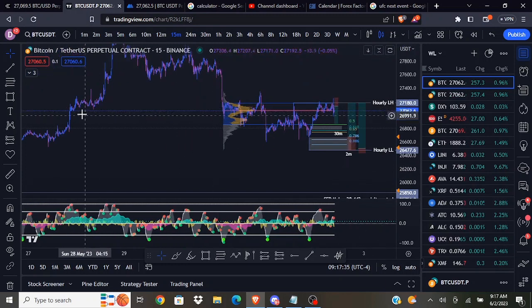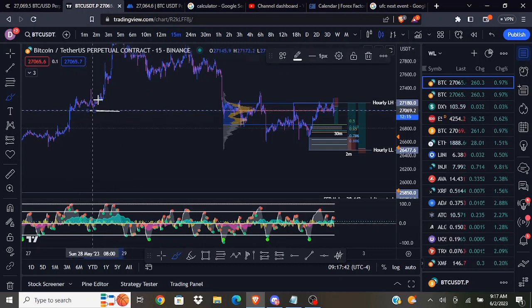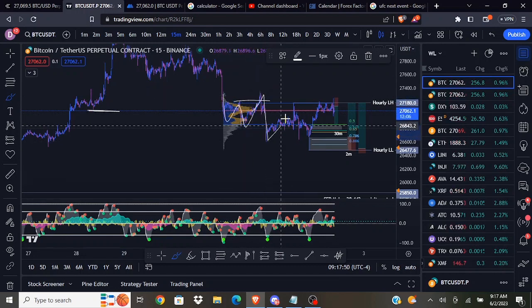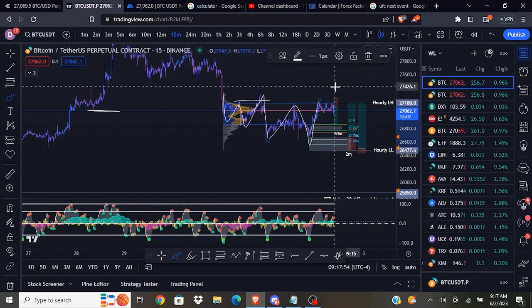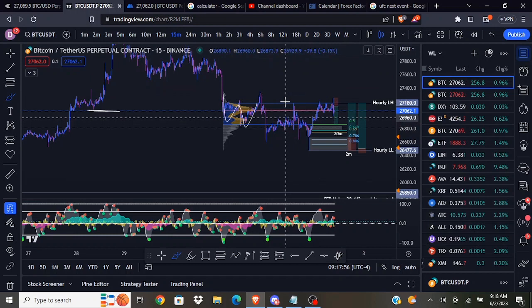So, looking at structure, we got the break in hourly structure right here when we fell back down below this higher low. And from there, created a downtrend, a little fake out break of the downtrend before just putting in a lower low. Then we had lower high, lower low, came up to SFP this high. So I took that short.